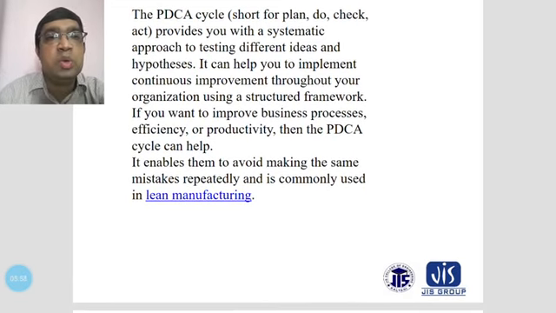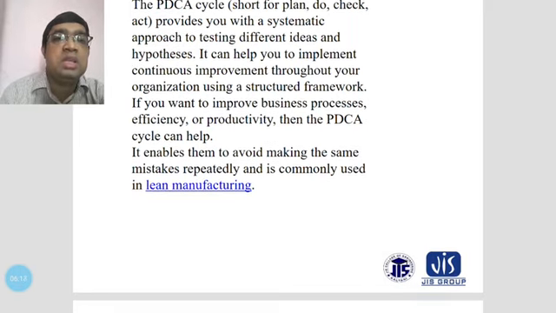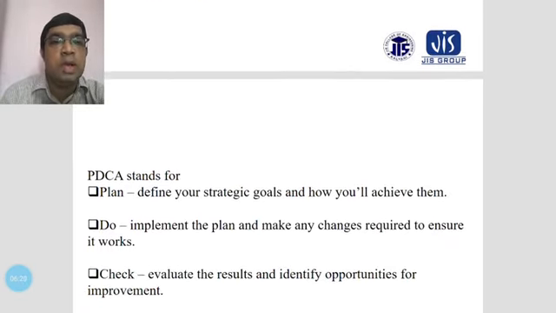It provides you with a systematic approach to testing different ideas and hypotheses, and it can help you implement continuous improvement throughout your organization using structured frameworks. If you want to improve business process efficiency or productivity, then the PDCA cycle can help you. It also enables you to avoid making the same mistakes repeatedly, and it is commonly used in lean manufacturing processes.